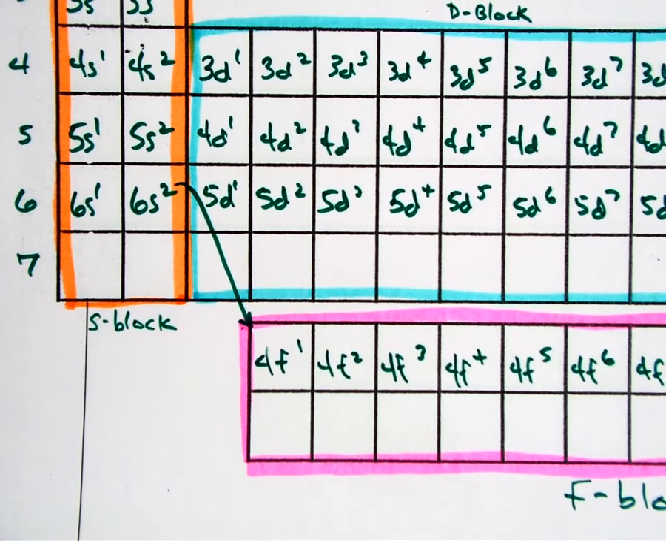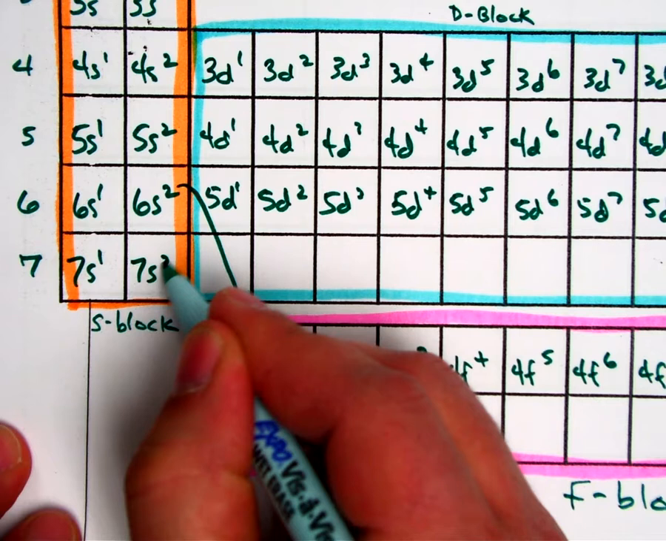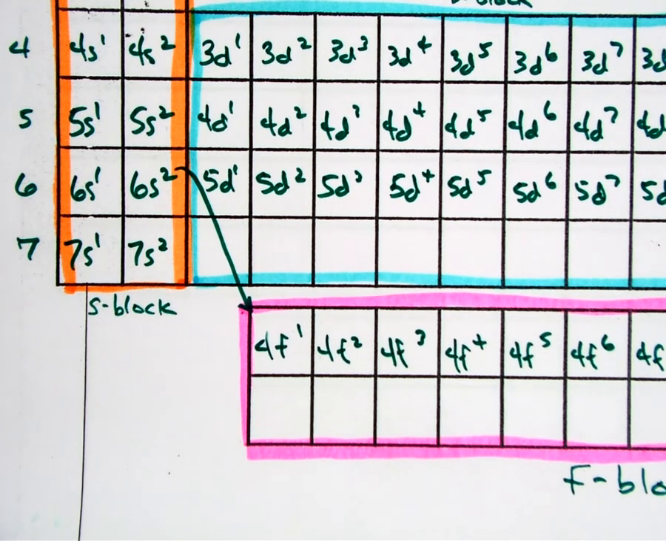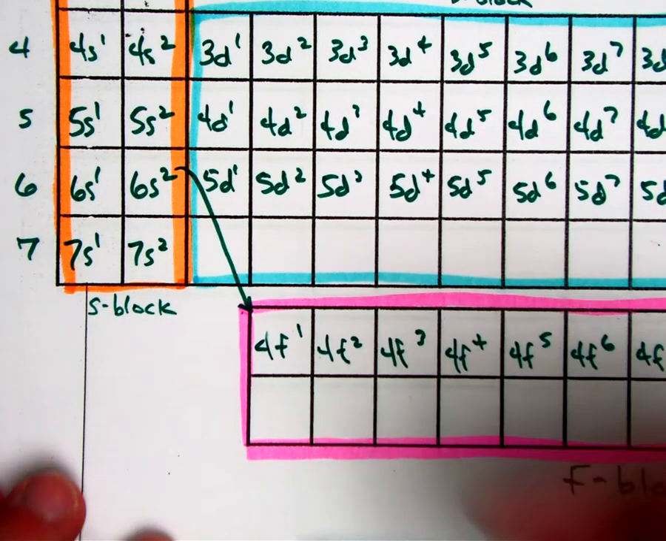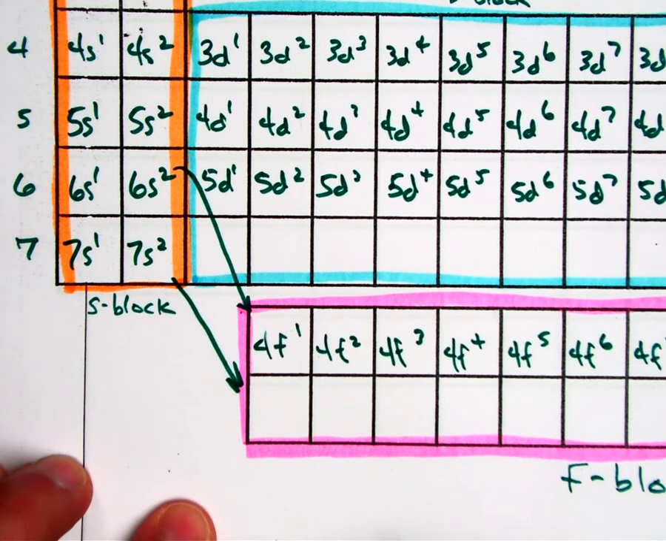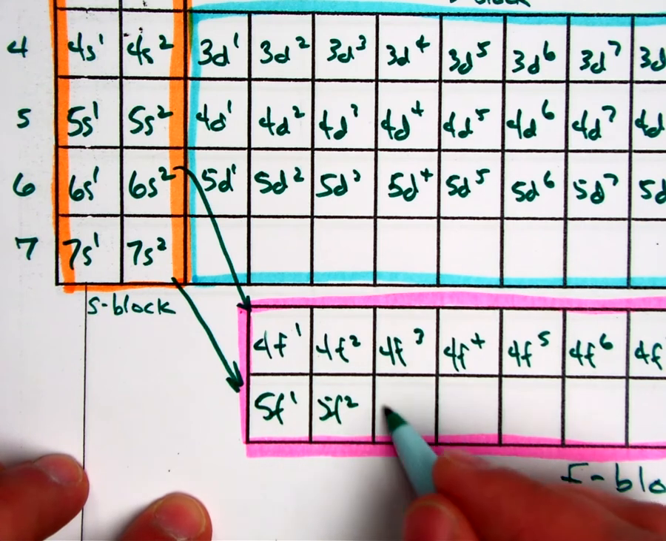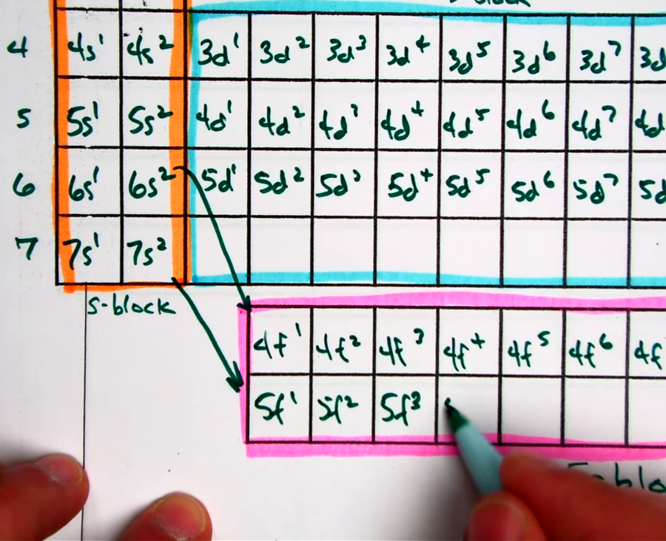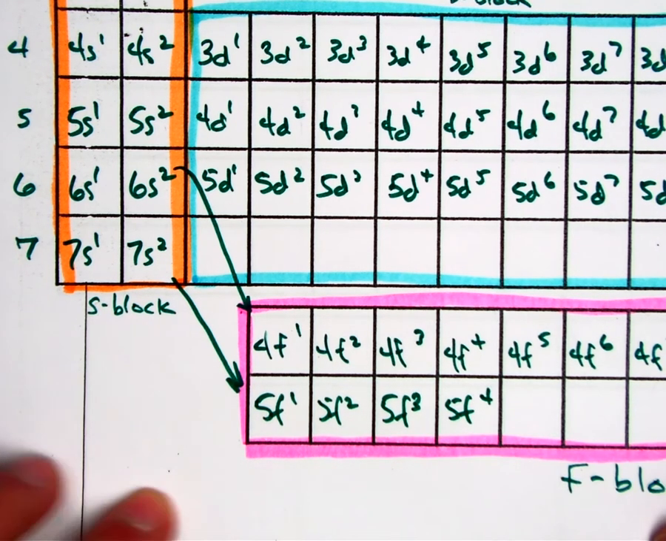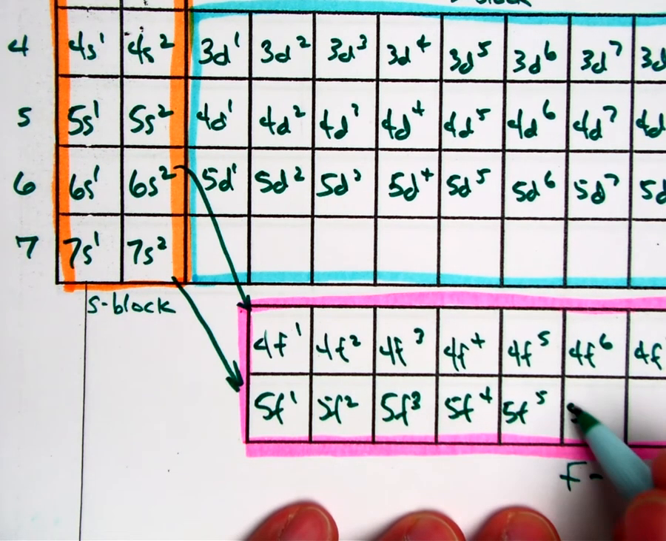One more energy level, 7. Okay, everything starts out the same, 7s1, 7s2. Now, where do you think I go after 7s2? Yep, back down to F block down here. And what number do you think I'm going to get to if we have to drop 2? Exactly. 5F1, 5F2. And I'm betting that a lot of you could probably finish off the rest of the whole periodic table without me saying a word.